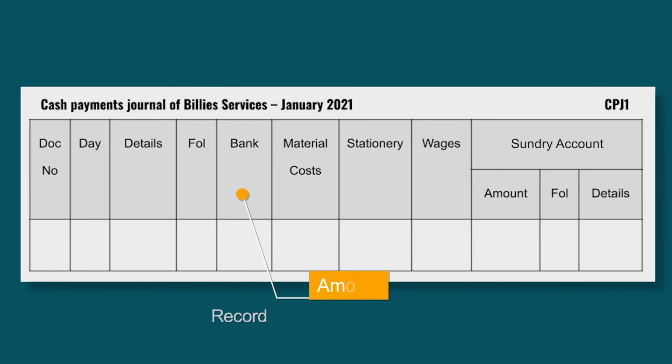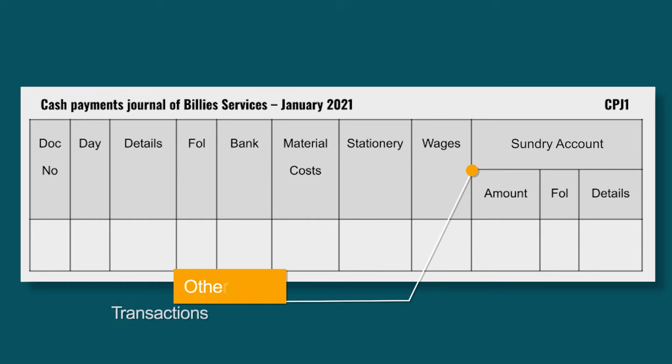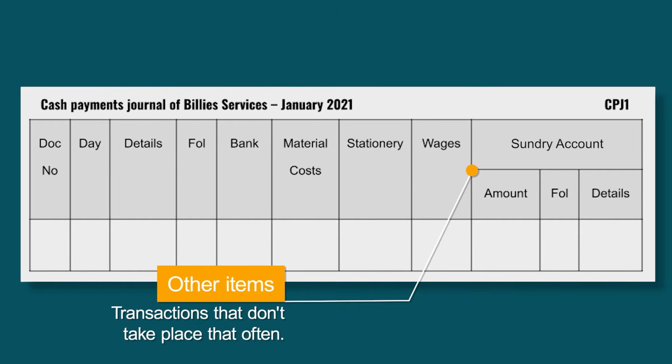The bank column will always be used to record all transactions in the CPJ, because when a payment is made, the bank will be influenced. The other columns, such as material costs, stationery, etc., will differ from business to business. The sundry account is for transactions that don't take place that often.